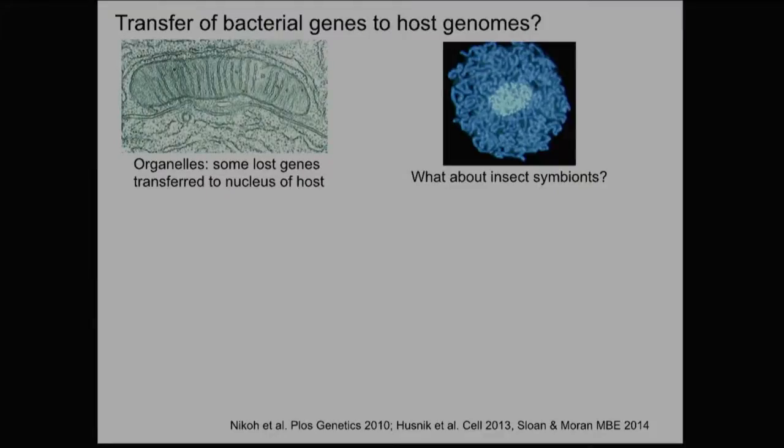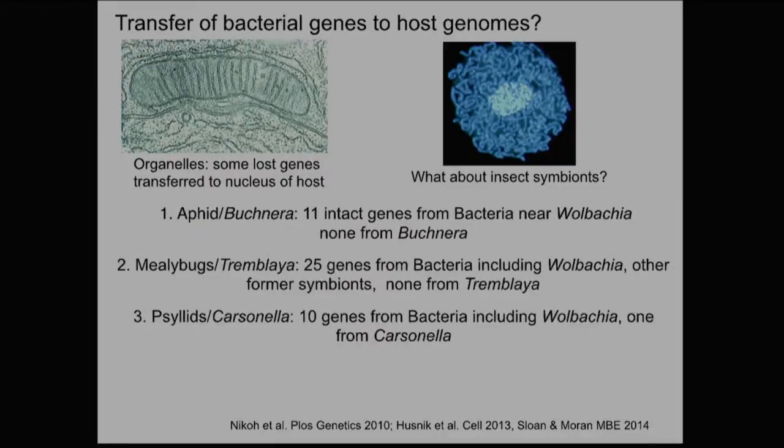Then finally, another thing that's become really interesting recently is the question of whether bacterial genes are transferred from the symbiont to the host genome. We know this has happened in mitochondria and in plastids. Many genes from the ancestral symbiont have gone into host genomes. But most of that occurred when the host was in a single-celled state. What about insect symbionts? These are mostly in somatic cells, and only briefly in the germline cells. Has it happened? We now have three cases where we can actually look at it because there's been enough sequencing of the host genome.